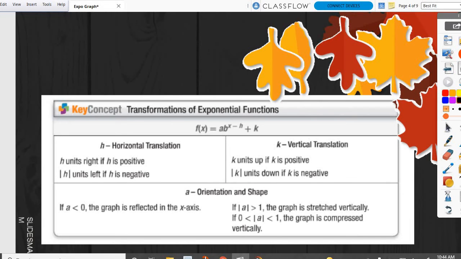So what's another word for increasing? Yes. Rising, okay. We were talking about real world applications. What would we call it? Growing. So remember that these are called our exponential growth graphs.